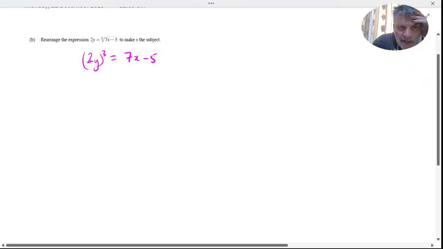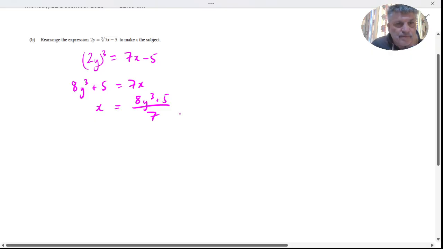Add the 5 on the other side. I'm going to multiply this bracket out. 2 cubed is 8. 8y cubed plus 5 equals 7x. Swap it over. x is equal to 8y cubed plus 5, all divided by 7. No controversy, that's good.